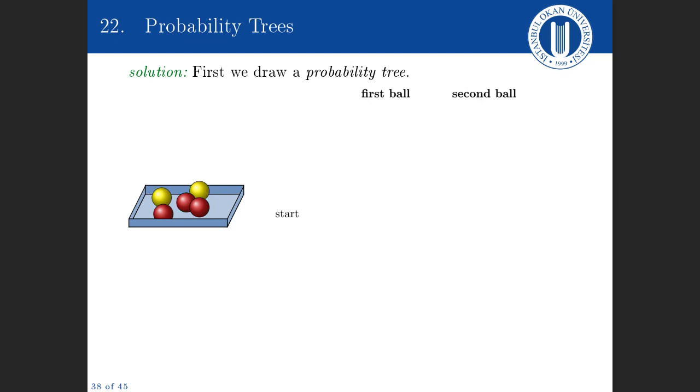I'm going to start just here where it says start, and then I'm going to look at the possibilities for the first ball. The first ball can either be yellow or red. What are the probabilities of these? Well, there's 2 yellow balls out of 5, so the probability that the first ball is yellow is 2 over 5, and the probability that the first ball is red is 3 over 5. And then we move on to the second ball. Again, for the second ball, there's 2 possibilities, either yellow or red.